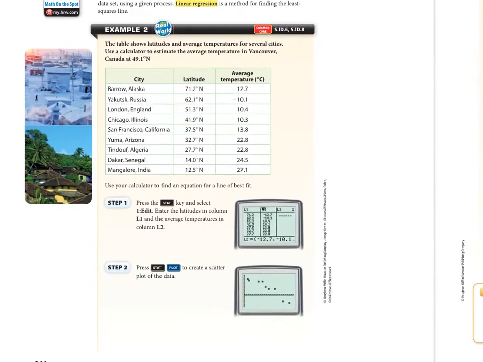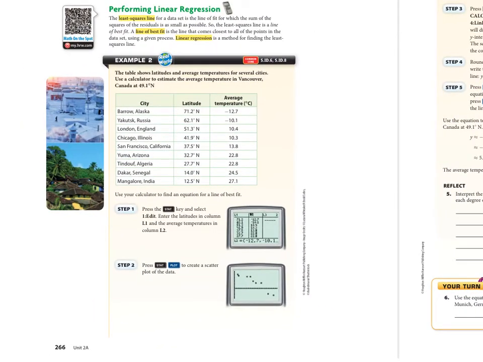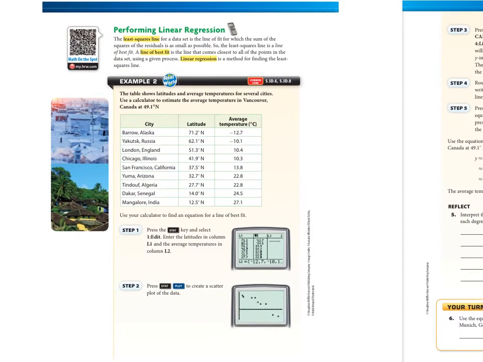So you'll definitely want to pause this and make that. But here we go. We are going to do a linear regression, and again, there's a couple different ways to do this, but we're going to make our line of best fit on the calculator. That is the best way to do this.